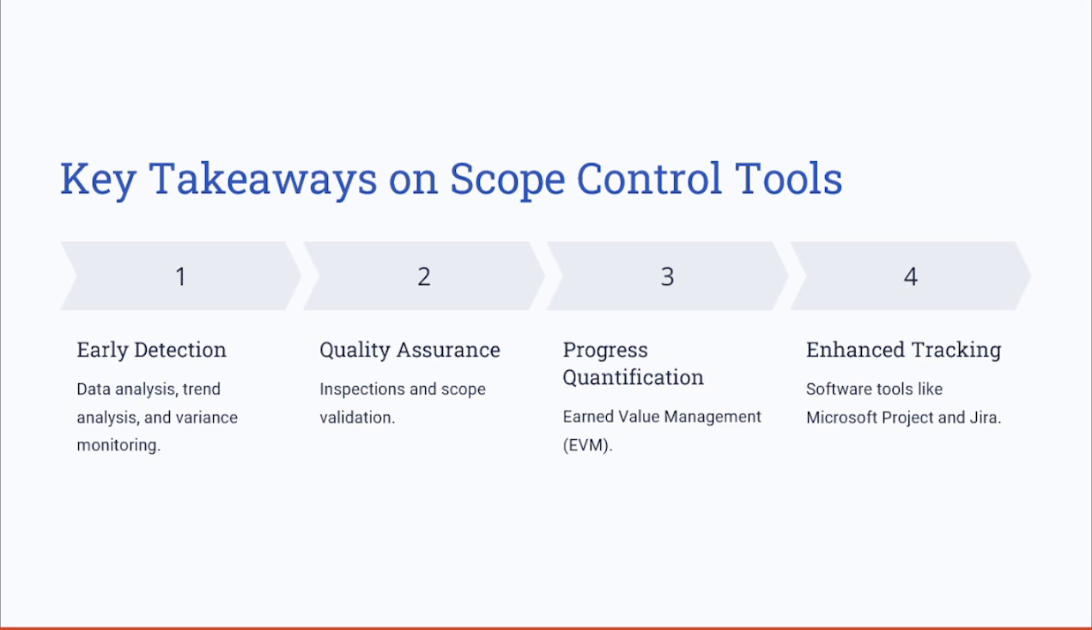To summarize our session on the tools and techniques used when doing scope control, we talked about how using the right tools for scope control ensures that the project work remains aligned with the objectives. Also, deviations are quickly identified and corrective actions are taken. These techniques, including data analysis, trend analysis, and variance monitoring, help you as a project manager maintain project efficiency, prevent unnecessary changes, and improve the overall project success.